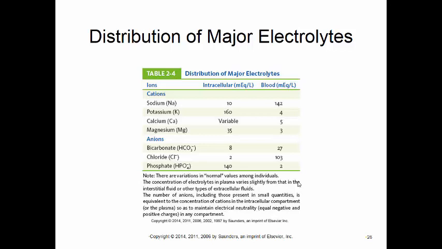The anions, or the negative ions, are bicarbonate, chloride, and phosphate. Bicarbonate is a buffering ion, and it's more in the extracellular compartments, such as in the blood. Chloride is also more extracellular, and phosphate is more of an intracellular anion.